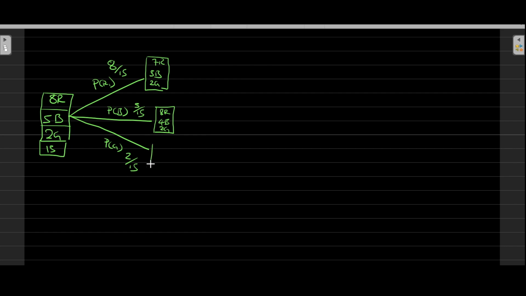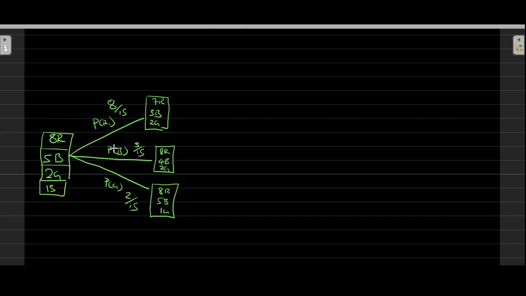If we come here, on the last chance of picking, our red are going to be maintained as 8 red, our blue are going to remain as 5 blue, and then our green are going to reduce by 1. They're going to be 1 green now, because we have picked 1 green and the others are kept constant. Now remember, we are picking 2 times. If you add the total here now, it has been reduced to 14. Our total is 14.